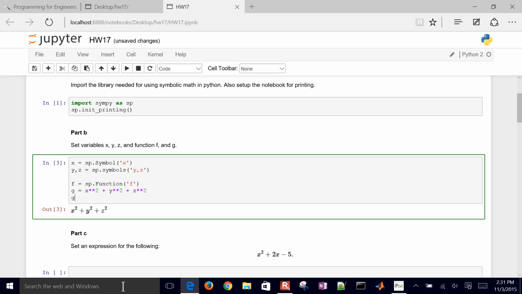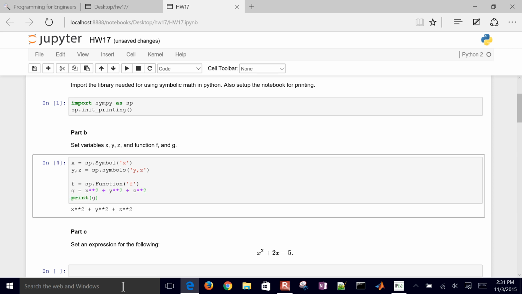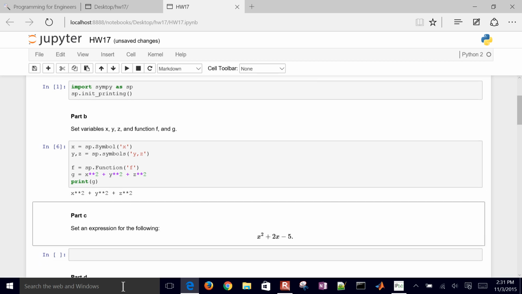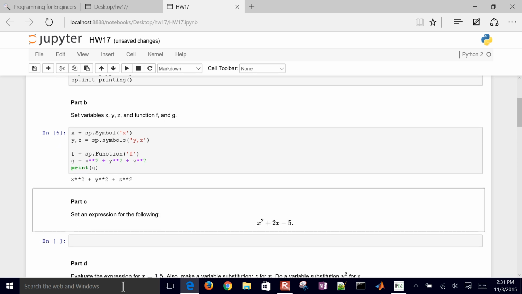Looks really good. There's a couple other ways to be able to print that function. You can do print g. You can also use SymPy's pprint, and then it formats it a little bit better. It's in between the LaTeX way, which is the best, and just the print function, which is the most text-based. So this one looks a little bit more like the expression that we're going for. Okay, so we've got our variables x, y, and z, and then functions f and g.